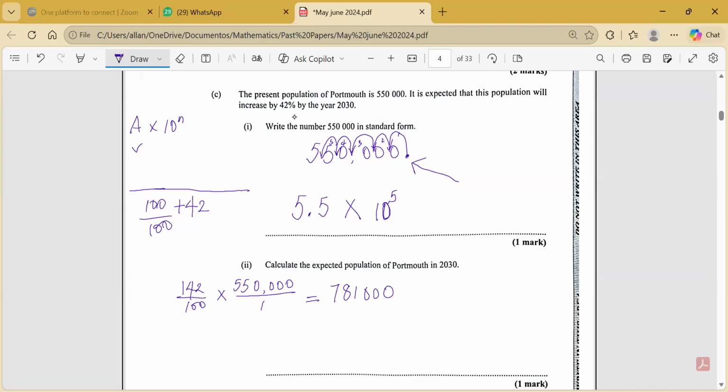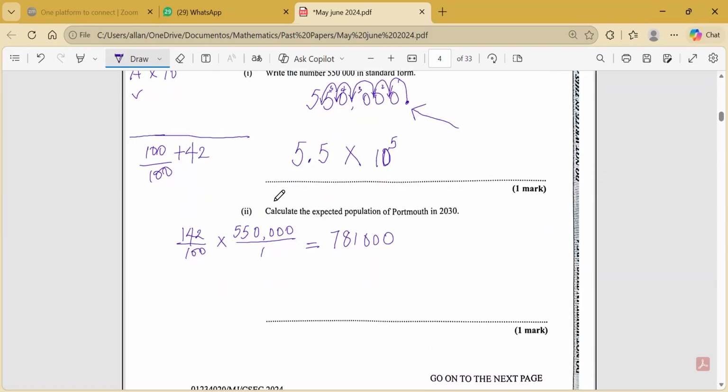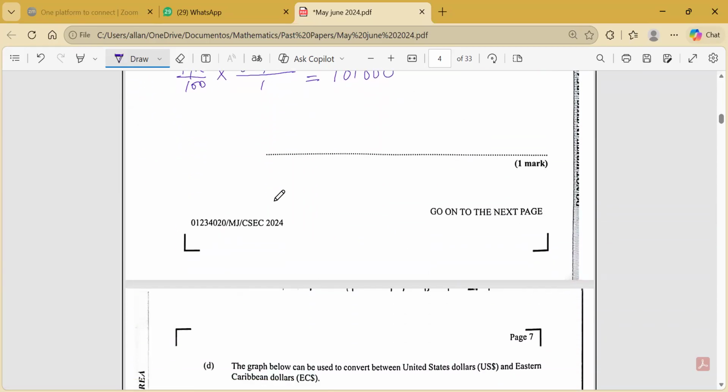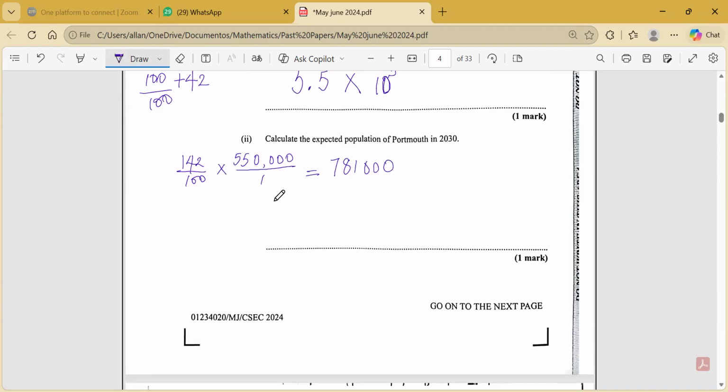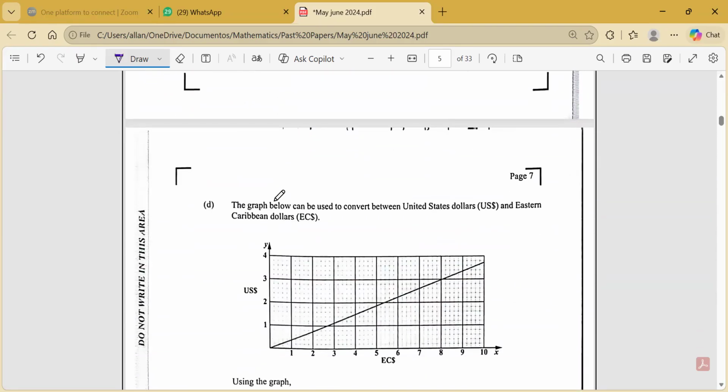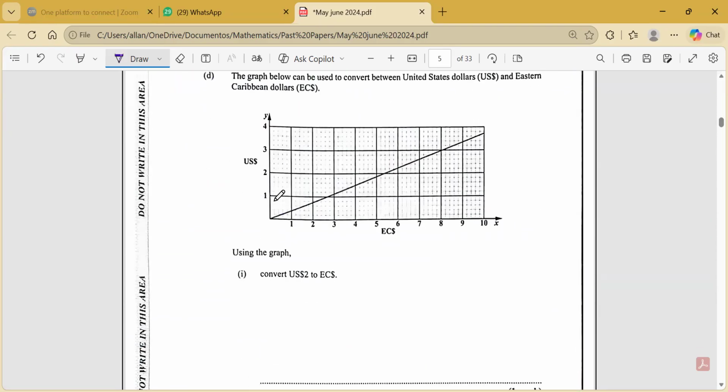I did it another way, which is very complicated, so I'm not going to talk about it. I'm just going to use your answer, which is nice. 1 mark.